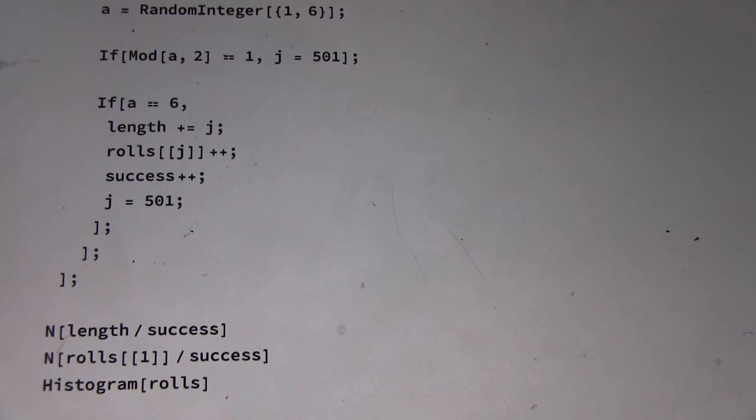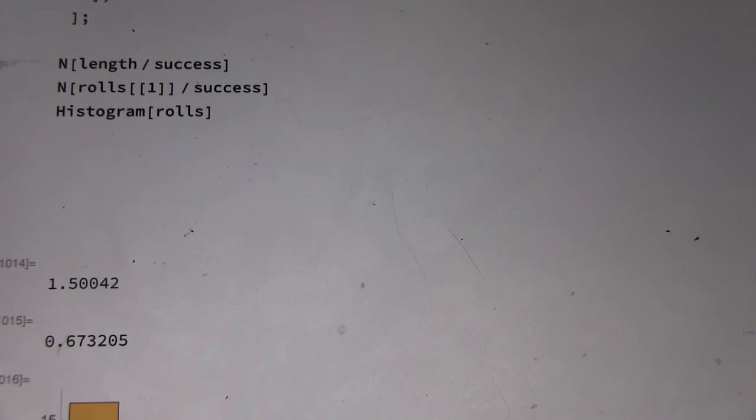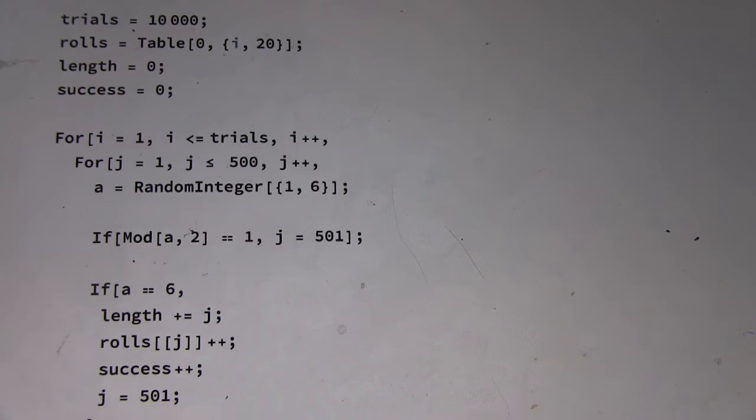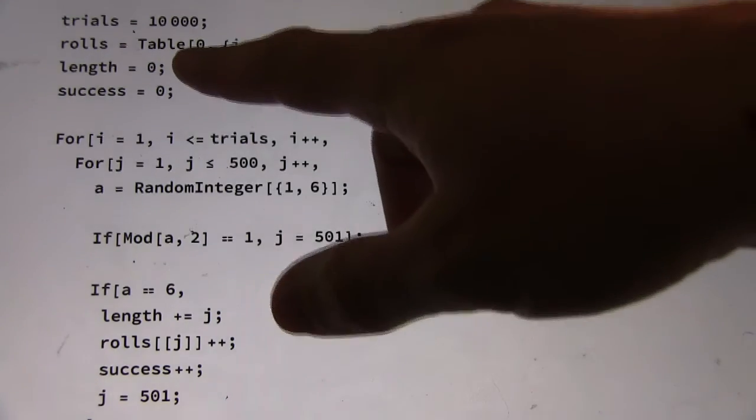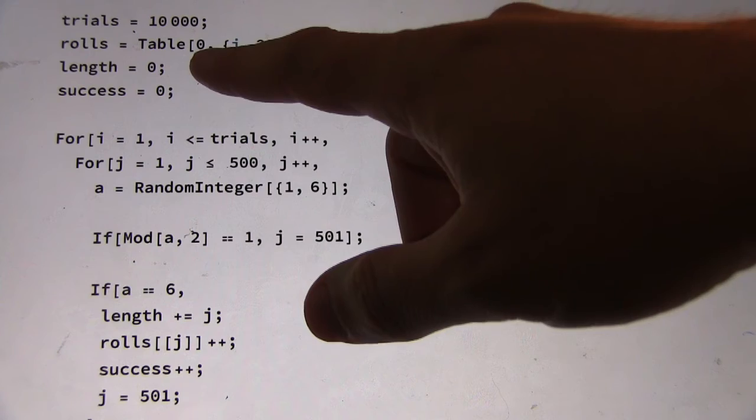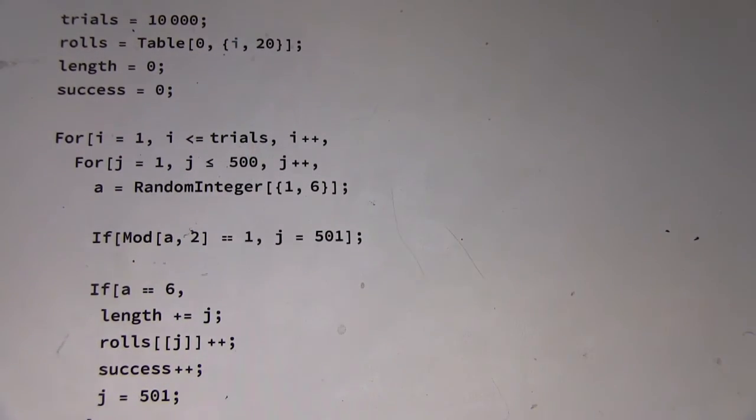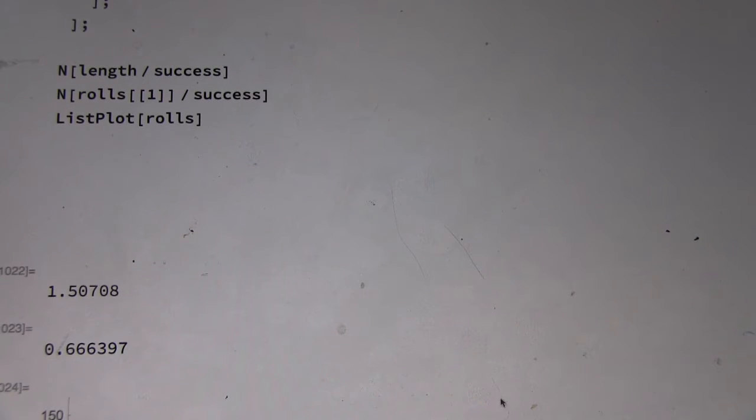I think the axes are just flipped because there's only 15 things. Like the top number of things is 15, and we definitely had more than that. Yeah, so rolls is a table. Oh yeah, geez. Sorry, it's not. We don't want a histogram of rolls. We want a list plot. There we go.